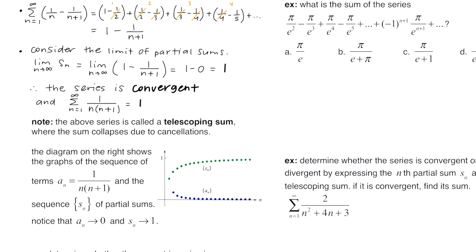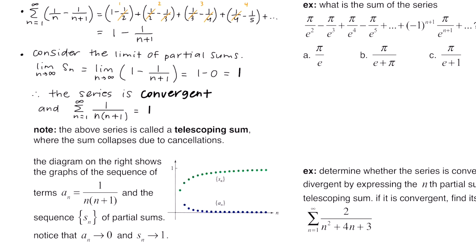And then right here it says the diagram on the right shows the graphs of the sequence of the terms a sub n, which is 1 over n times the quantity n plus 1. So you can see that the terms for a sub n, as n gets larger and larger, are getting closer and closer to 0. And the sequence s sub n of partial sums. So when we're taking these terms and we're adding them up, you can see the sum is plotted right here, and it's in the notation of s sub n. And you can see the partial sums. The sum is approaching a height of 1.